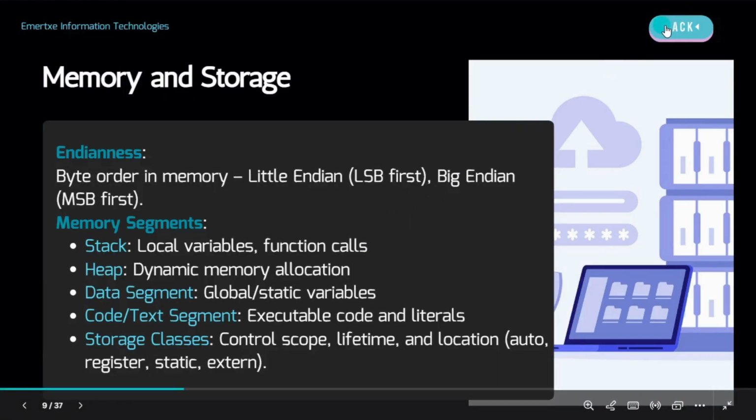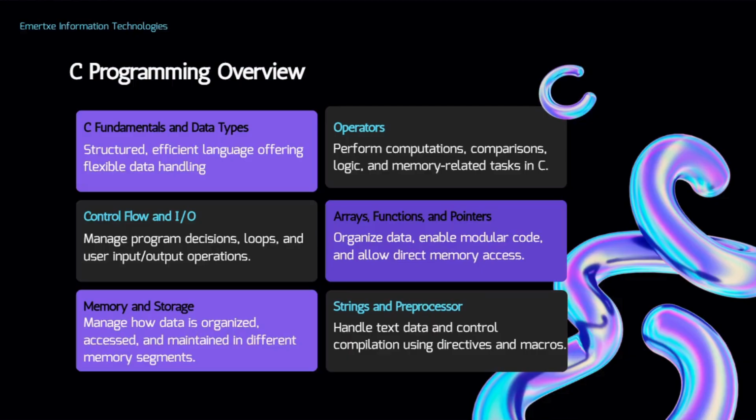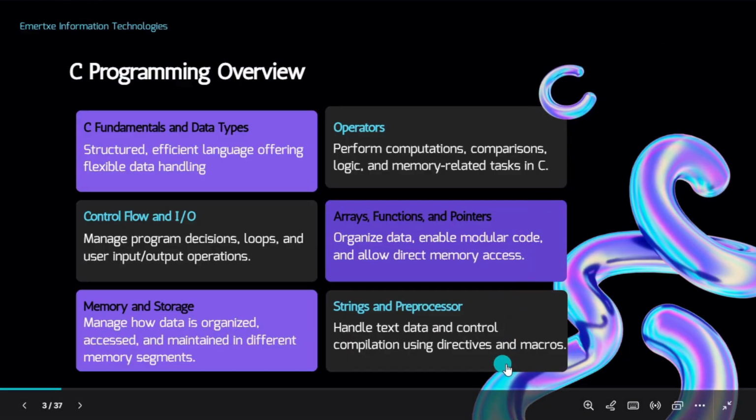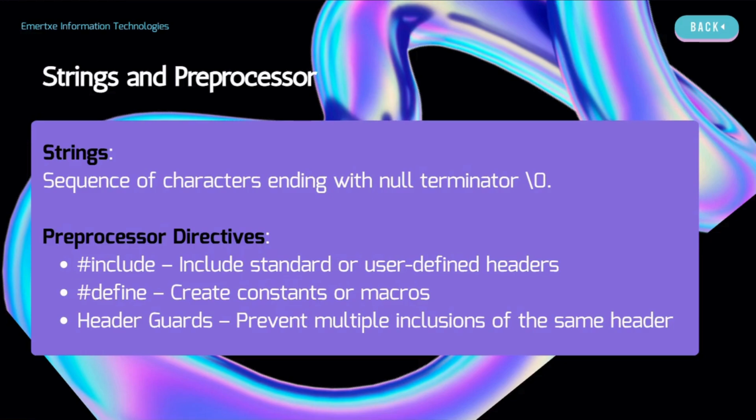Now let's talk about the last concept of C programming: strings and preprocessor. Strings in C are sequences of characters ending with a null terminator. We learned to declare and manipulate strings using character arrays and string pointers, understanding that some are modifiable while string literals are read only. We covered preprocessor directives, which control how programs are compiled.